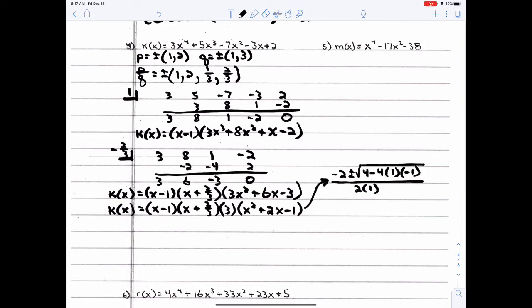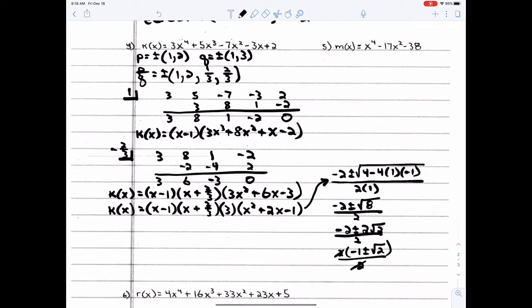Okay, so what does that give us? Negative 2 plus and minus the square root of 8 all over 2. Well, that we can simplify. Negative 2 plus and minus the square root of 8 is 2 square root of 2 all over 2. Now, you can't cancel it as it is right now because of the plus and minus, but I can factor out a 2. And that would give us negative 1 plus and minus square root of 2 all over 2. And now these 2's can cancel.